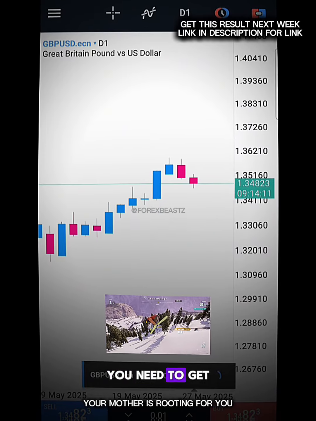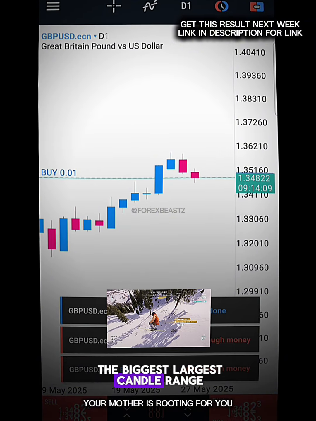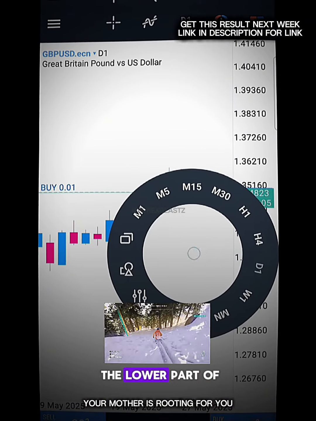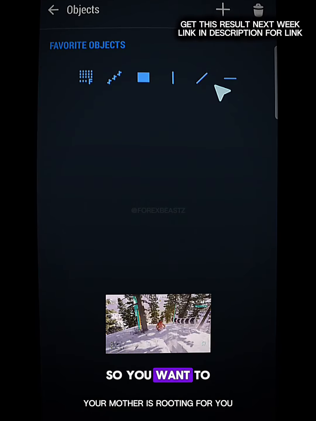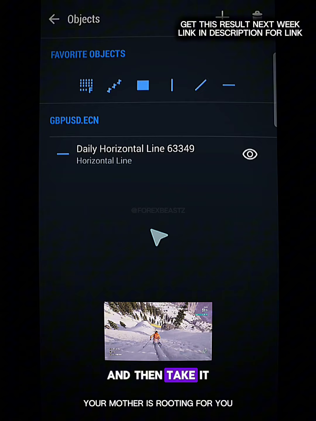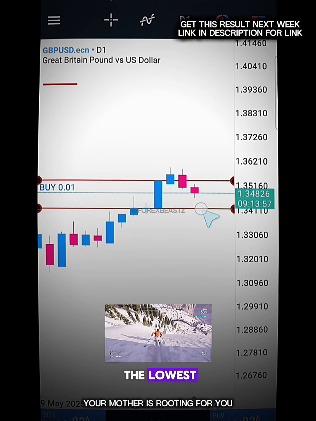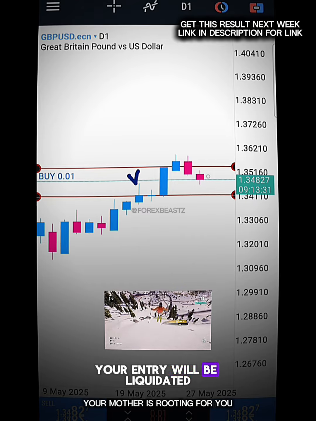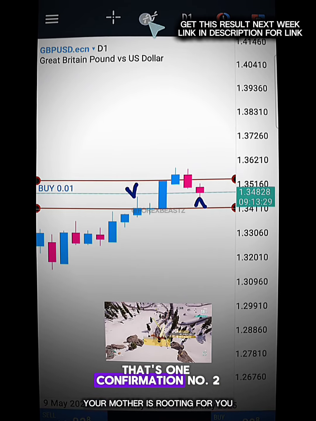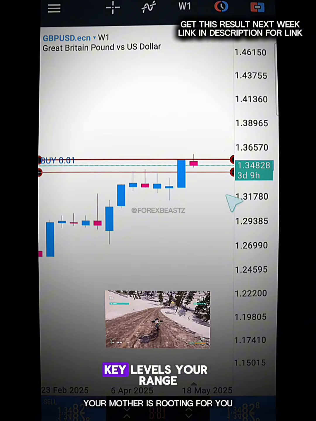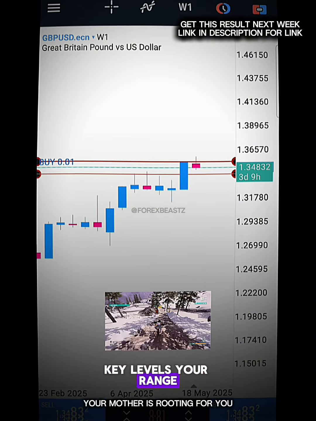Before you spam entry, you need to get the biggest, largest candle range, which is at that point there. So basically what you want to do is mark the lower part of the range. Take this horizontal to mark the highest, and then take it again and mark the lowest. And if the week doesn't support your entry, it will be liquidated. That's one confirmation. Number two, if your daily range isn't supported by weekly key levels, your range is invalid.